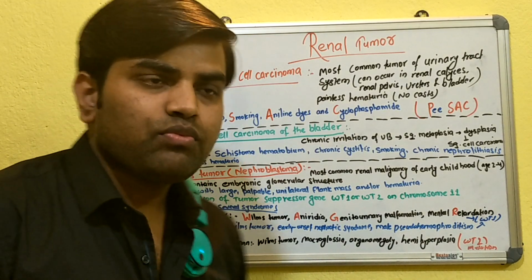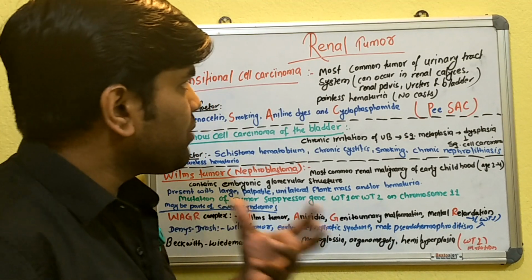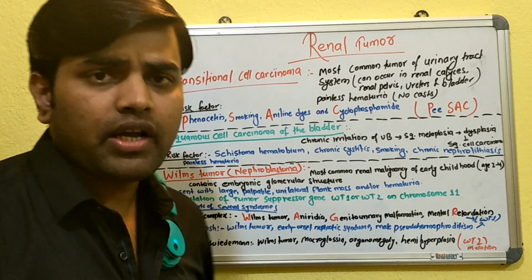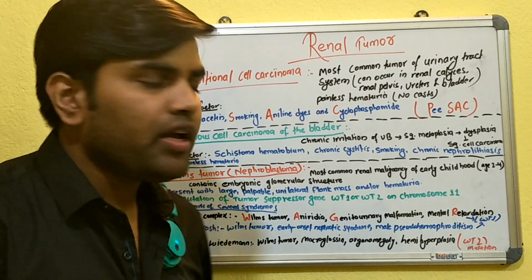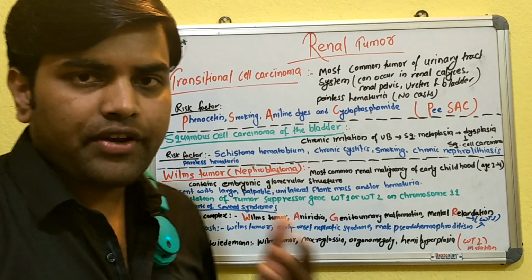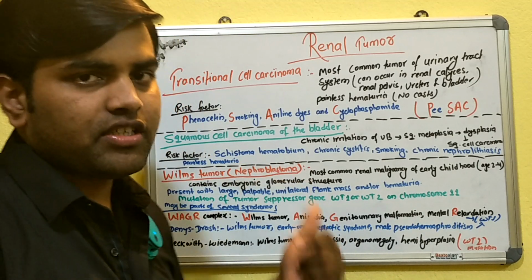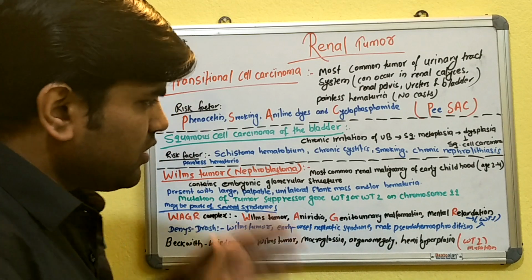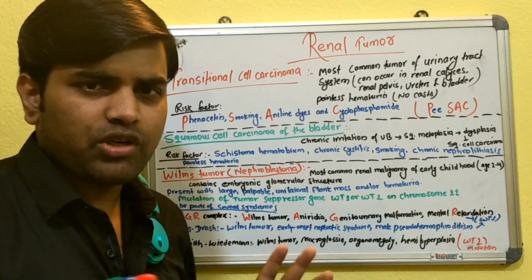Hello everyone. Now we will be continuing our previous lecture of renal tumor, where we have previously discussed the renal cell carcinoma and renal oncocytoma. Now we will continue with our three remaining topics, that is the renal transitional cell carcinoma, squamous cell carcinoma and Wilms tumor. These are all high yield topics, so we need to understand them.